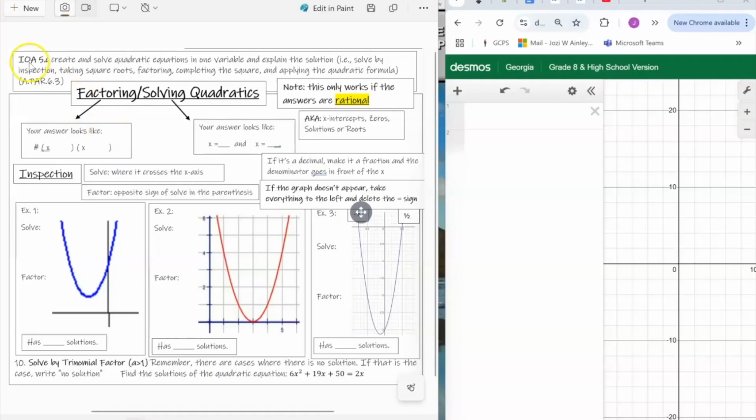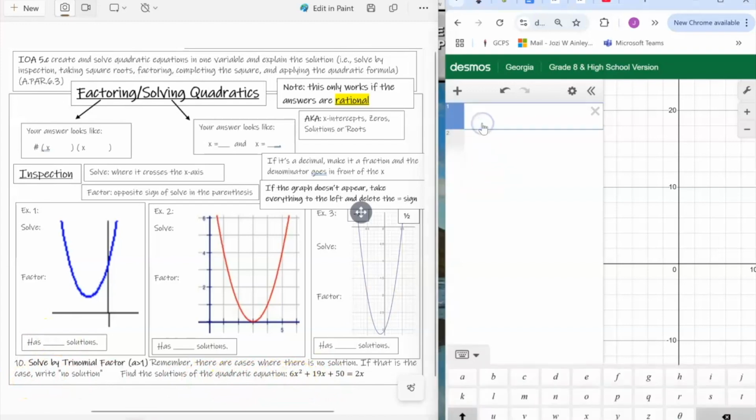That's it. All right, so this is 5.C, create and solve quadratic equations in one variable, explain the solution, solve by inspection, taking square roots, factoring, completing the square, and applying the quadratic formula. All right, so today's question is right here, find the solutions to this. So we're going to go ahead and type it in.